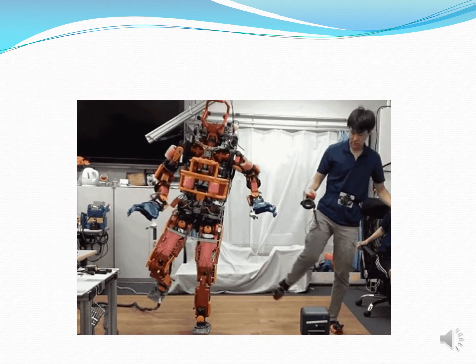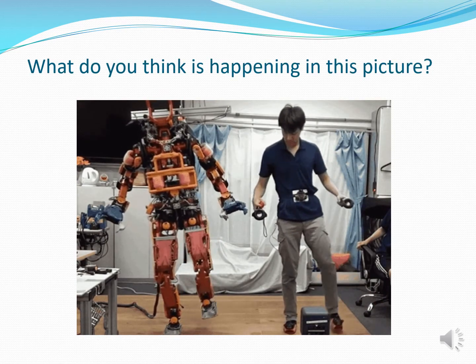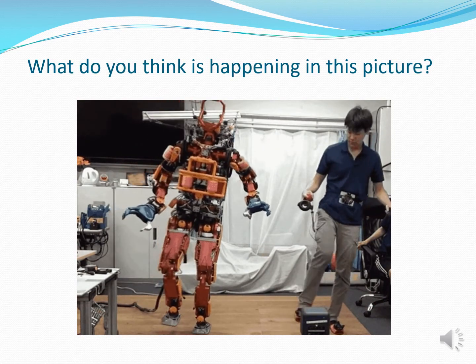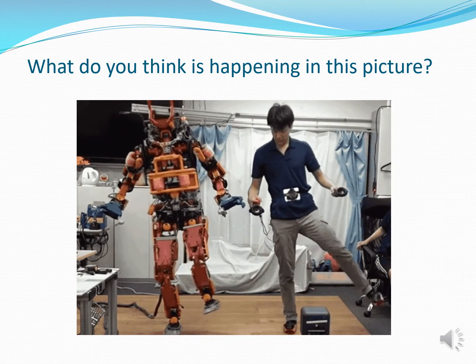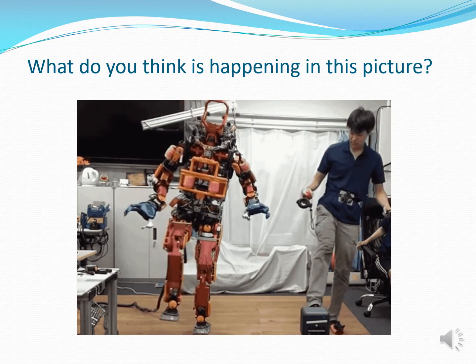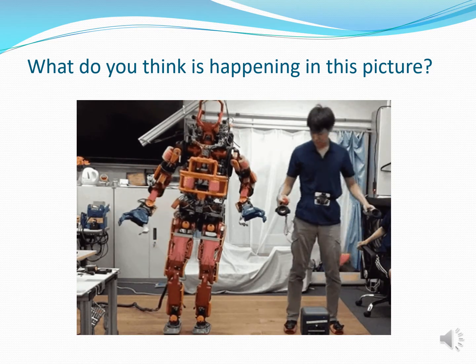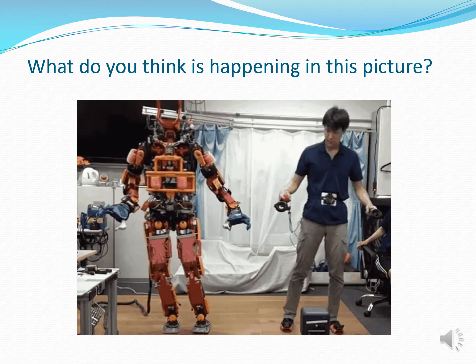Take a look at this picture. What do you think is happening in here? He is an engineer who is testing the robot that he designed. You must be wondering, how was he able to build this amazing robot? Well, your guess is right. He followed the design process to come up with this robot.